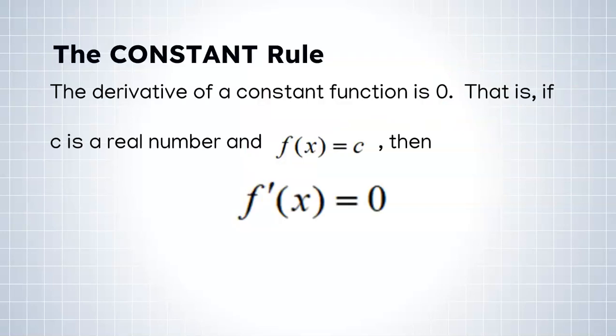So here is the constant rule. It's very, very simple, one of the easiest rules out there. The derivative of a constant function is 0. That is, if c is a real number, any real number, and f of x equals c, meaning the function equals a constant, then the derivative of that function is 0. That's it. C is a real number. No variables, just a number, a real number. The derivative of a real number, the derivative of a constant is equal to 0.